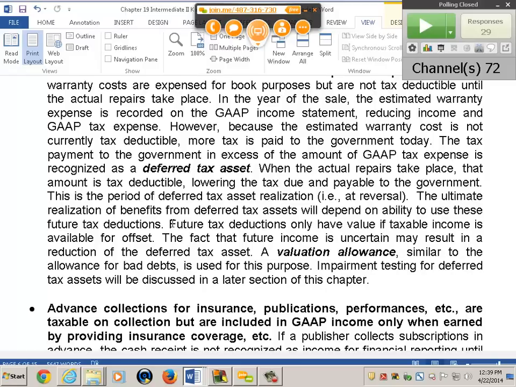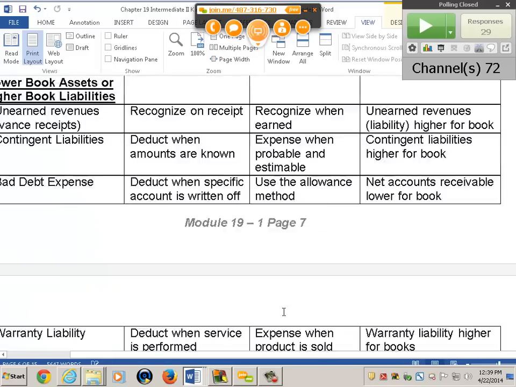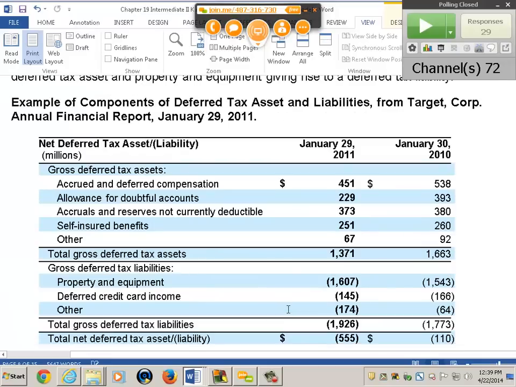So I would recommend reading all this through, making sure you understand why something is a tax asset, why something is a deferred liability. Now, I'm going to give you another example. This is not easy material, and it's going to take a lot of reading on your part, and on my part, I'm going to go through as many examples as I can. Let me give you another one.